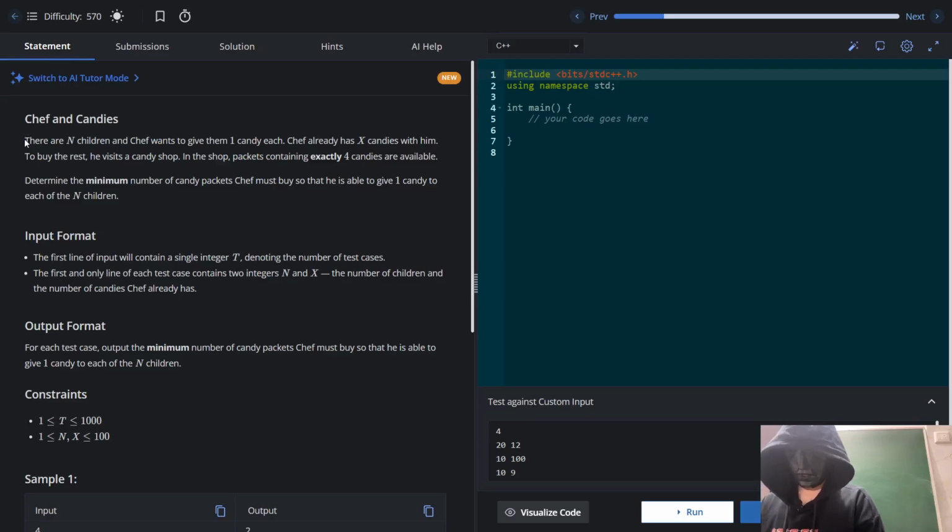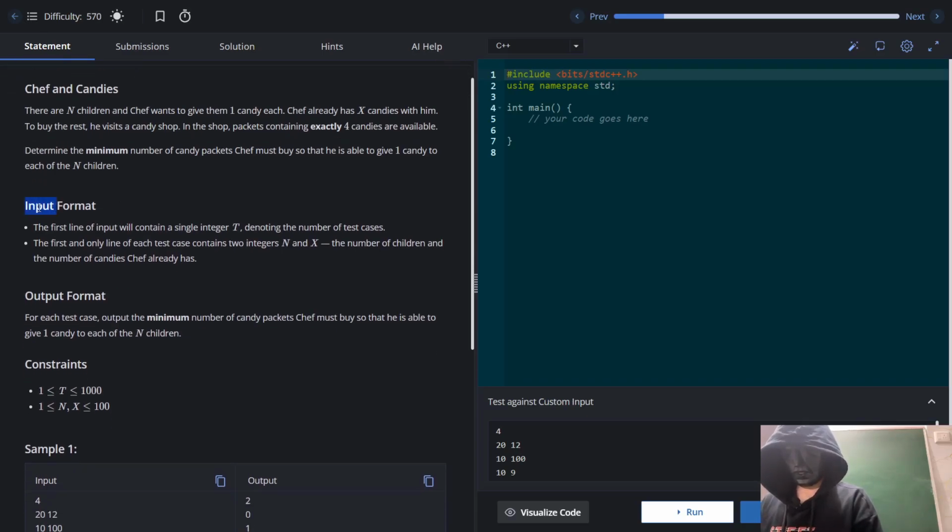Let's read out the problem statement and then we'll look into some of the examples. The problem statement says there are n children and chef wants to give them one candy each. Chef already has x candies with him. To buy the rest, he visits a candy shop. In the shop, packets containing exactly 4 candies are available. Determine the minimum number of candy packets chef must buy so that he is able to give one candy to each of the children.